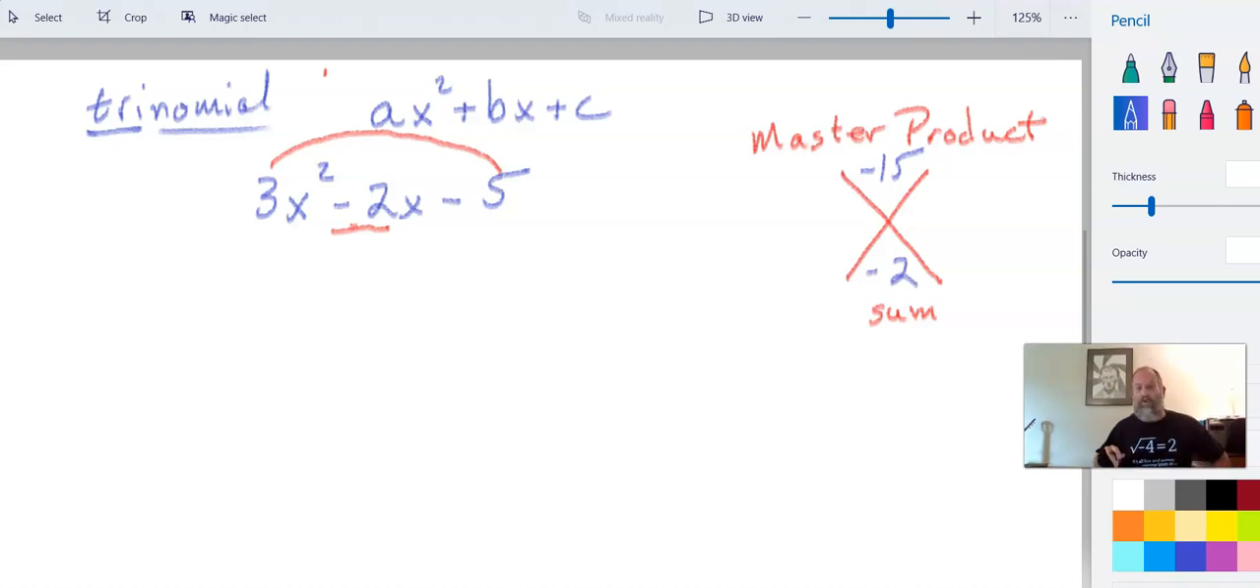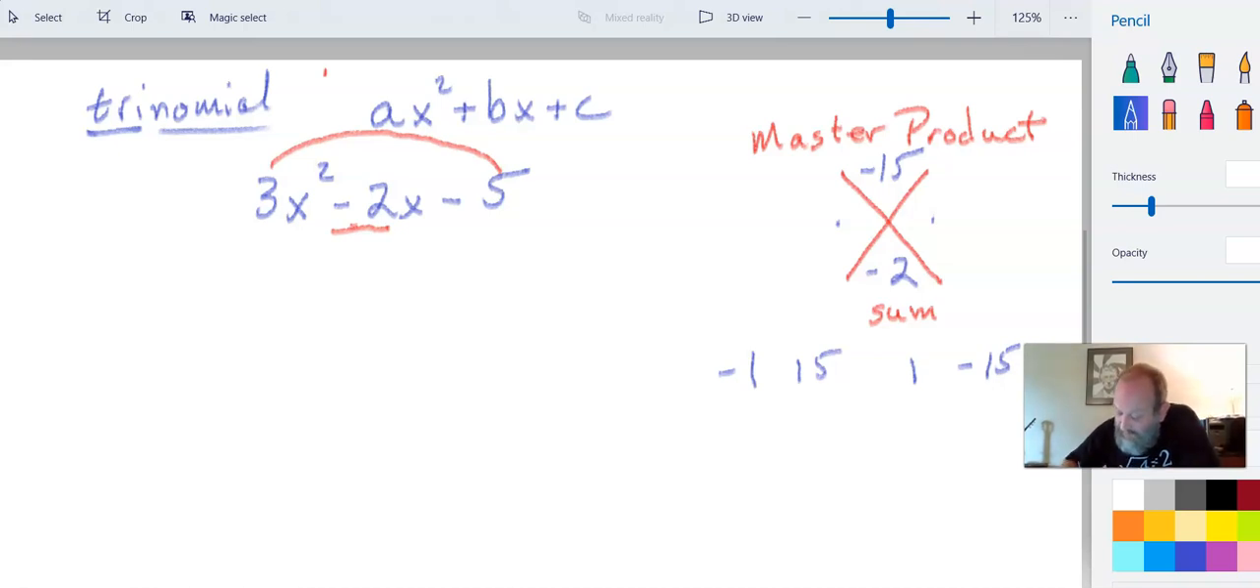Again, this is just a way of organizing so that you can find the information a little bit quicker. What we're looking for in these 2 spots are 2 numbers who multiply together to give me negative 15 and add together to give me negative 2. There are some choices here. I could have negative 1 and positive 15, or 1 and negative 15. But when I add those together, they don't add up to negative 2. Negative 1 plus 15 is 14. 1 plus negative 15 is negative 14.